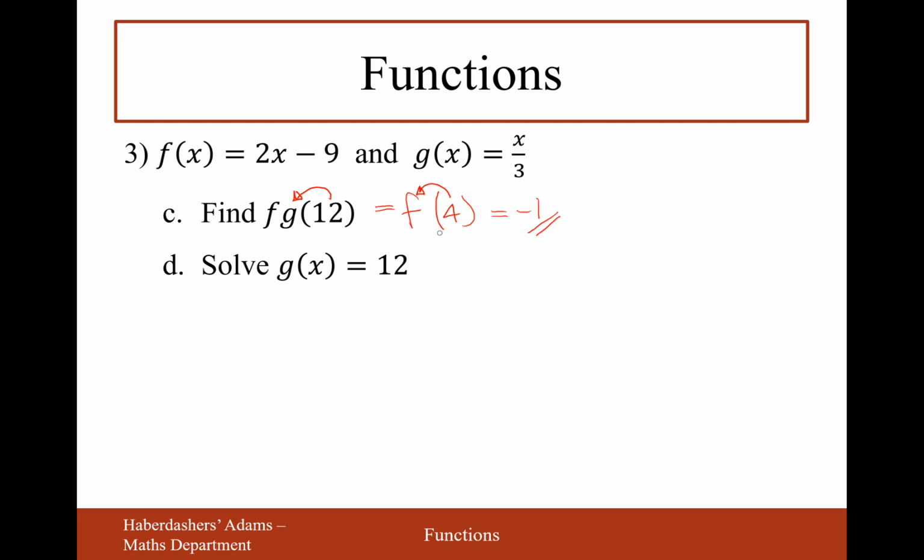And solve g of x equals 12. So that's going to be x divided by 3 equals 12. Times the other side by 3, and you get 36. And let's move on to E and F. Pause the video and have a go at these two questions.